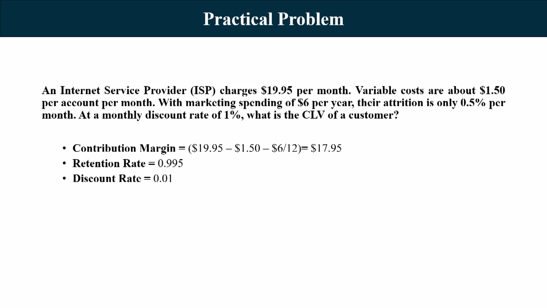An internet service provider charges $19.95 per month. Variable cost associated with the service is $1.5 per account per month. With marketing spending of $6 per year, their attrition is only 0.5% per month. So, at a monthly discount rate of 1%, what is the CLV of the customer? Here in this example, the time period is given month wise, right. So, what is the contribution margin?